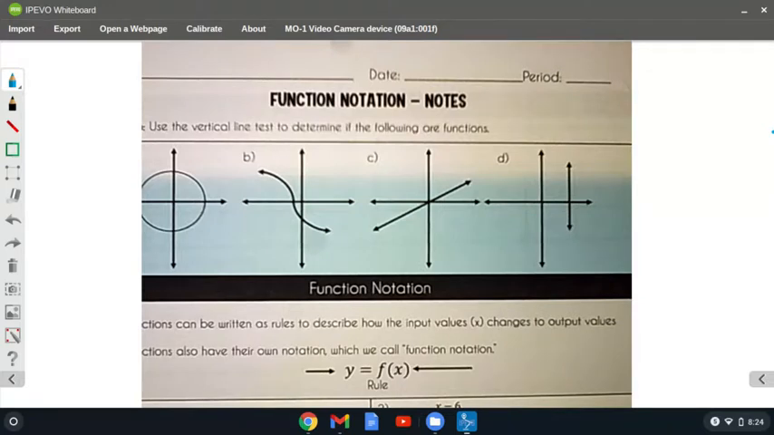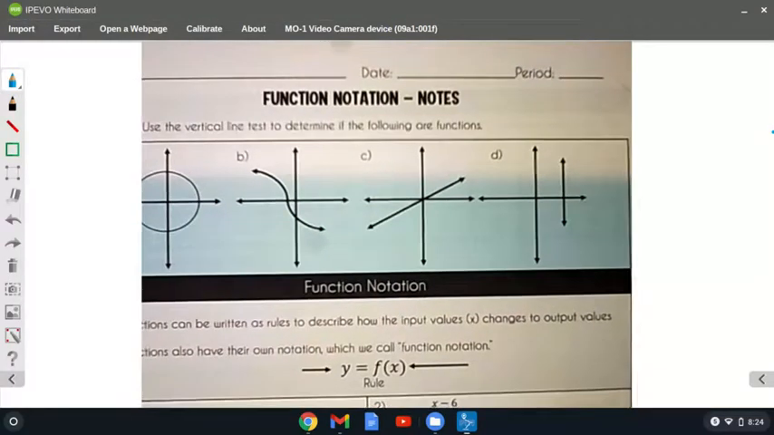So I want to teach you a little more. We're going to review what we were doing last class today, but I also want to go a little bit more into function notation.